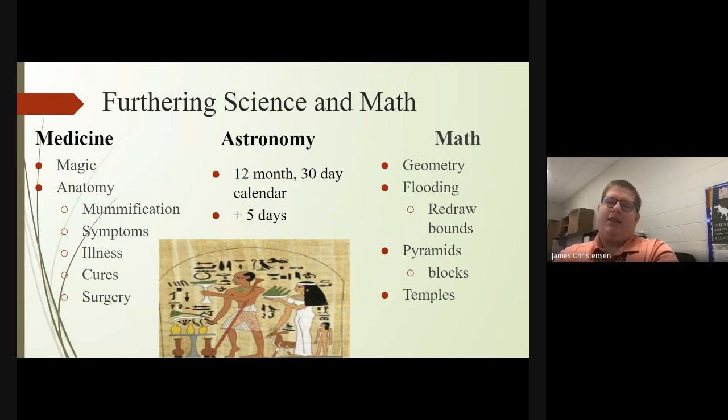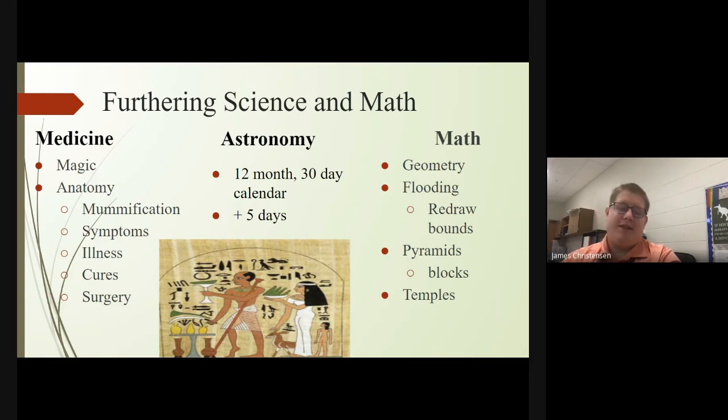So another big thing that they did was furthering of science and math in ancient Egypt. Medicine massively grew in terms of moving away from the use of magic, a greater understanding of anatomy through mummification, understanding of symptoms, illness, cures, and even early surgeries were began in ancient Egypt.